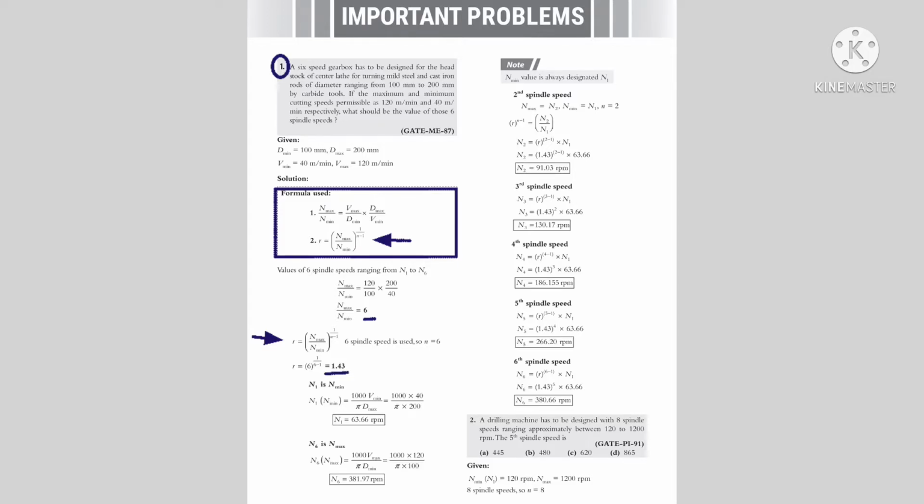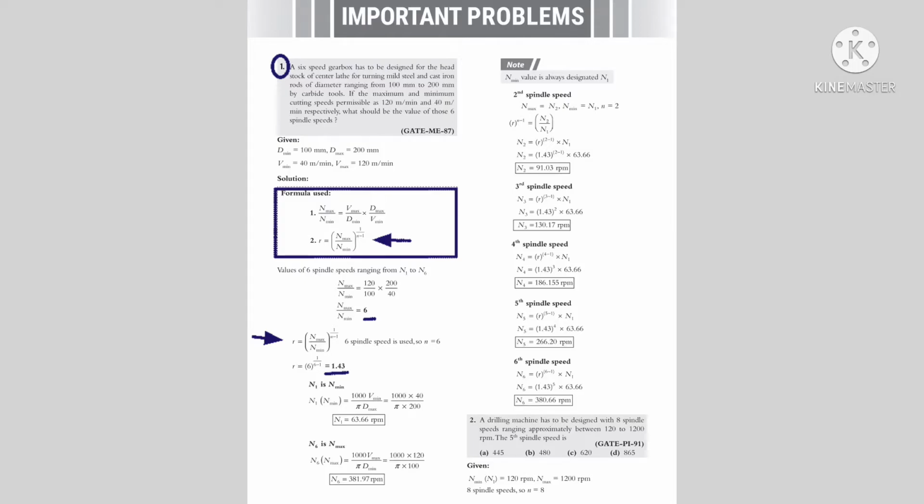N minimum or N1 value can be easily found from the spindle speed formula by substituting the values of V minimum and D maximum. Finally, we get the N1 value as 63.66 rpm. In the same way, we can easily calculate the N maximum value also.